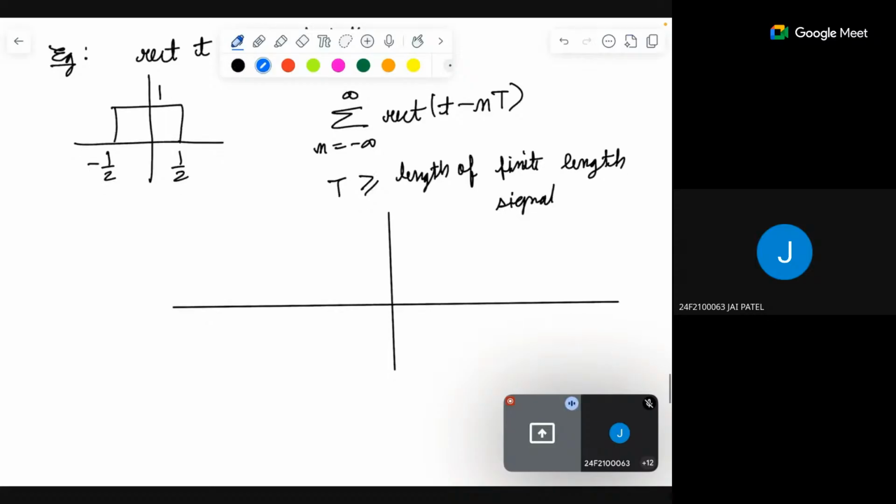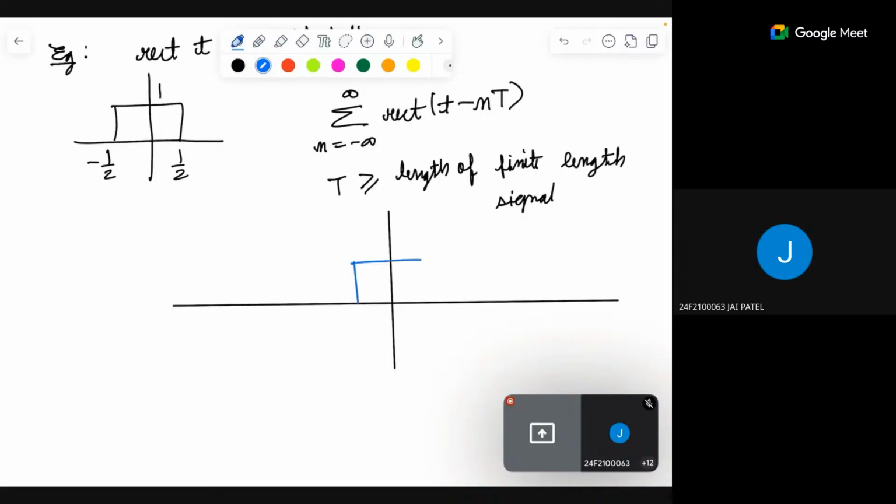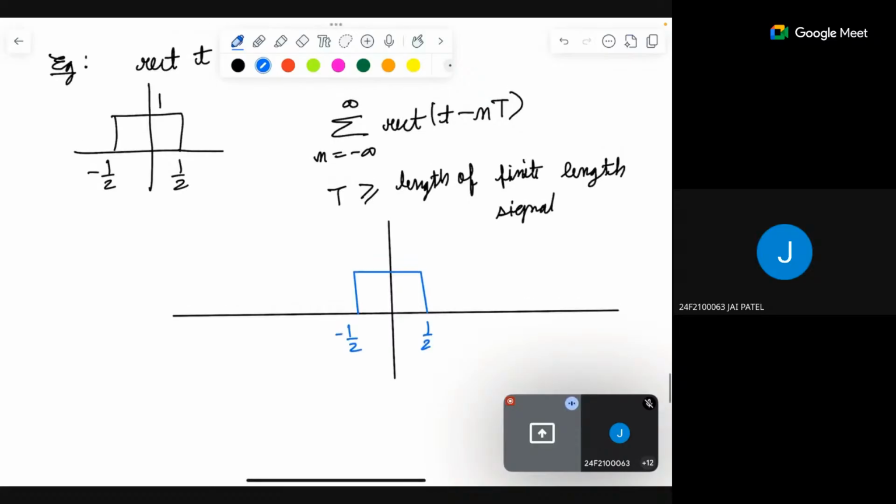Now I will draw rect t. So this is rect of t. Now let me put n is equal to 1. If I put n equal to 1, I will get rect of small t minus capital T, right? Now rect of small t minus capital T means this signal rect of t has shifted to the right by T, right? So now it will be centered at T.